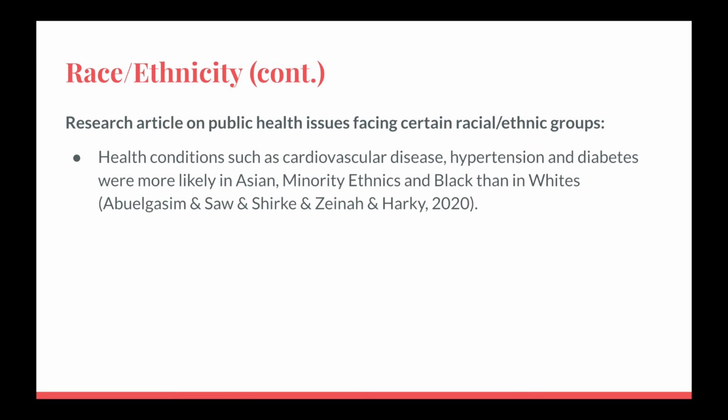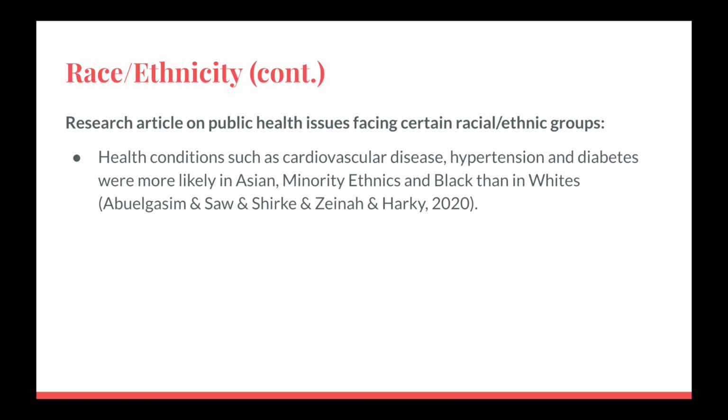So continuing on the variable of race slash ethnicity, we get an understanding that certain groups are more likely to catch COVID-19. If they are more susceptible to it, what are some contributing factors to high mortality rates for these certain groups as well?